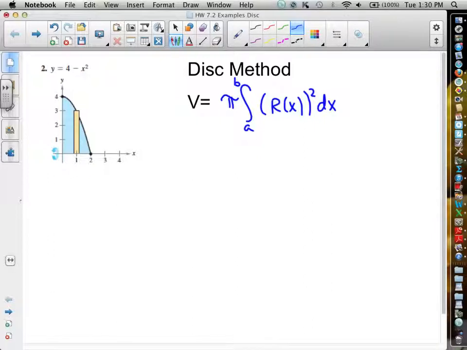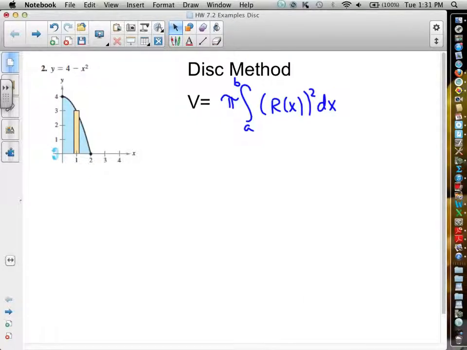So if you look at number 2, this was the problem that you had. They gave you the diagram. They said y is 4 minus x squared. That's this curve. They give you the shaded region. We want to integrate from 0 to 2. They gave you that sample rectangle, and they said we're going to rotate this thing around the x-axis.